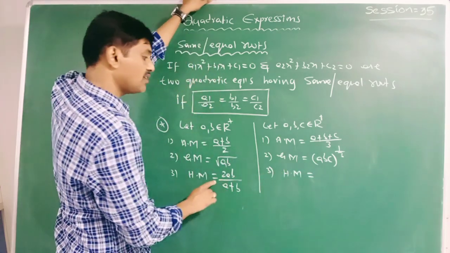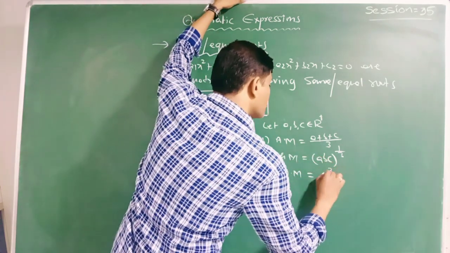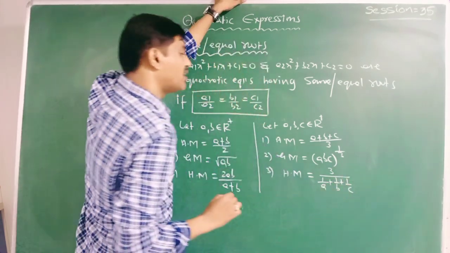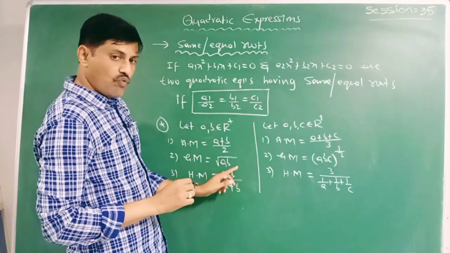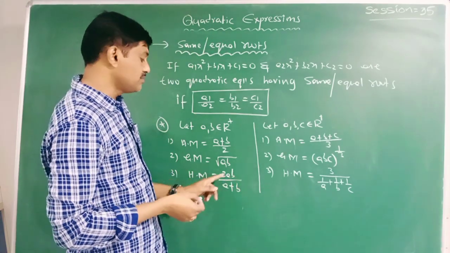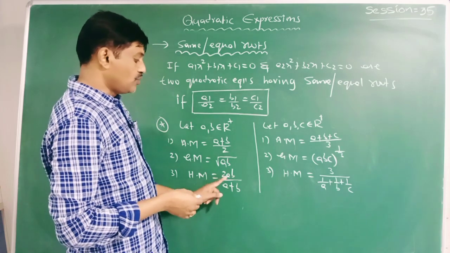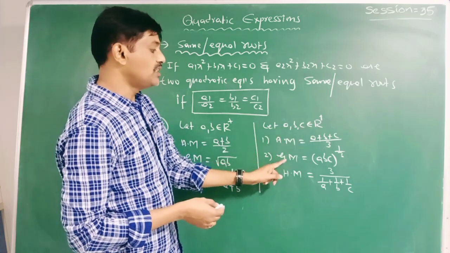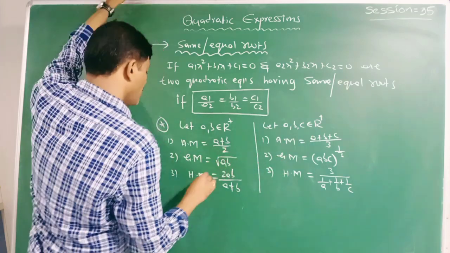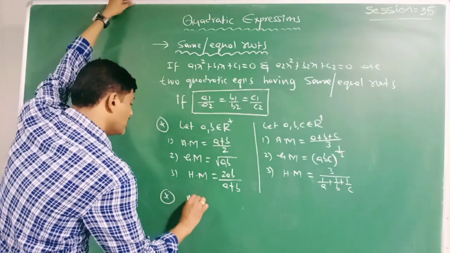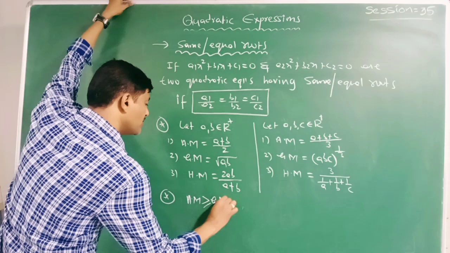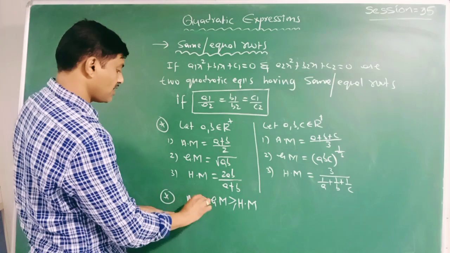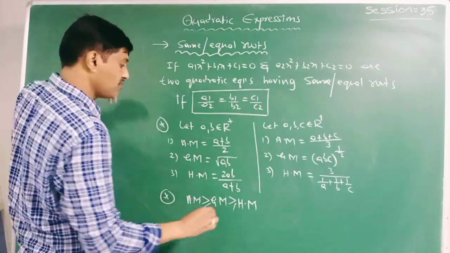How did we get these results? First we write the number of numbers here, 3 by (1 by first item plus 1 by second item plus 1 by third item). For two numbers, this is nothing but 2 by (1 by A plus 1 by B). If you take the LCM, you definitely get 2AB by (A plus B). Whether 3 numbers are there, from AM, GM, HM we have to observe that always AM is greater than or equal to GM is greater than or equal to HM.